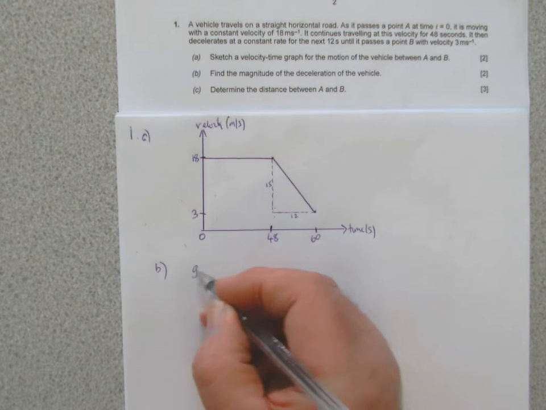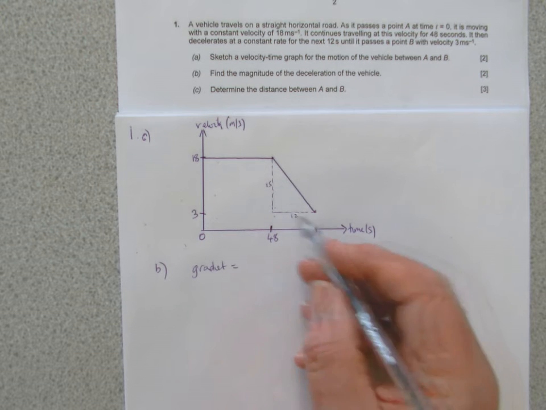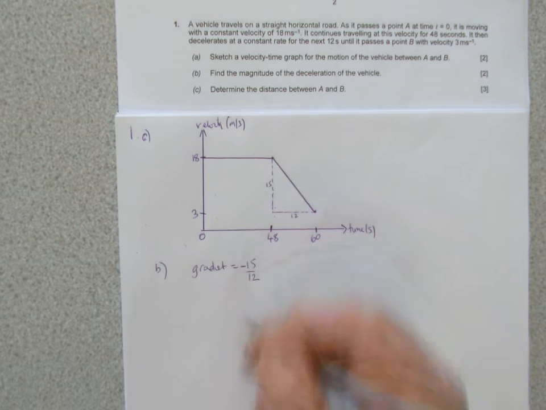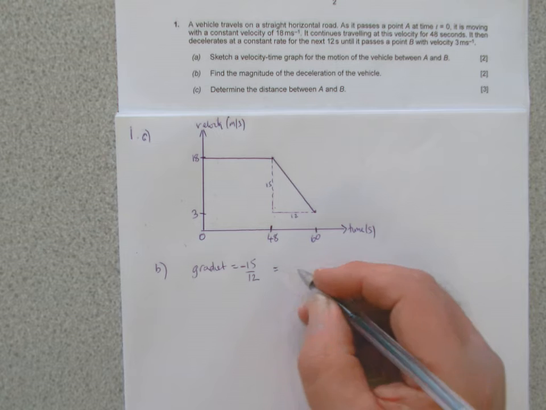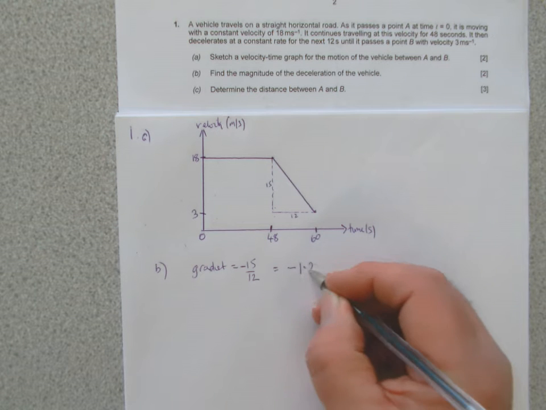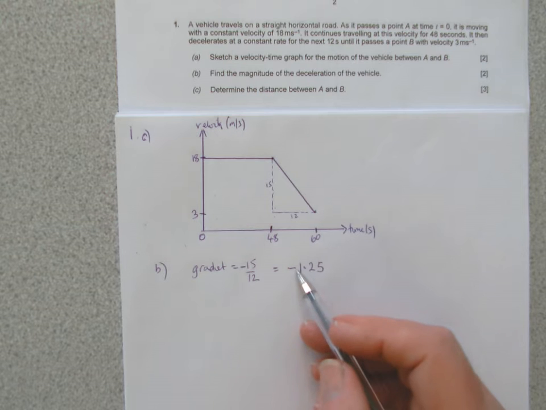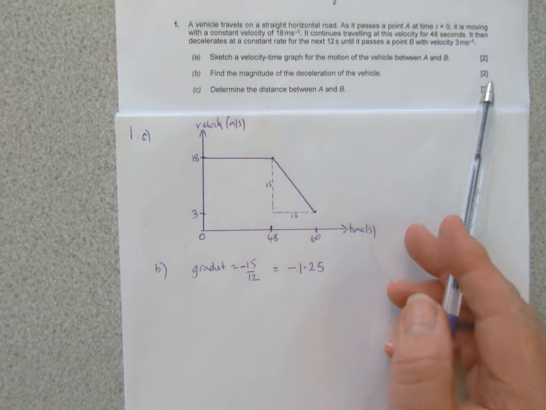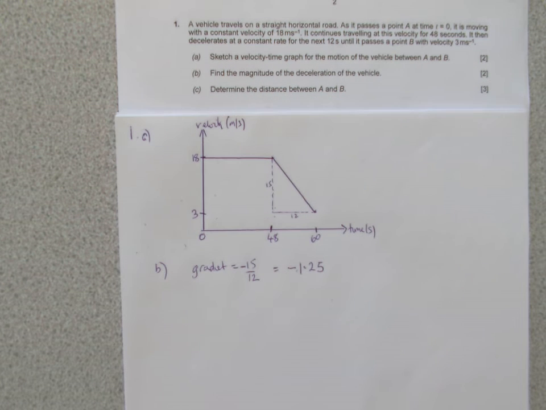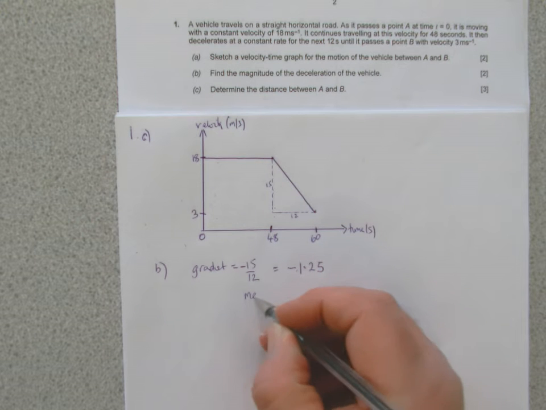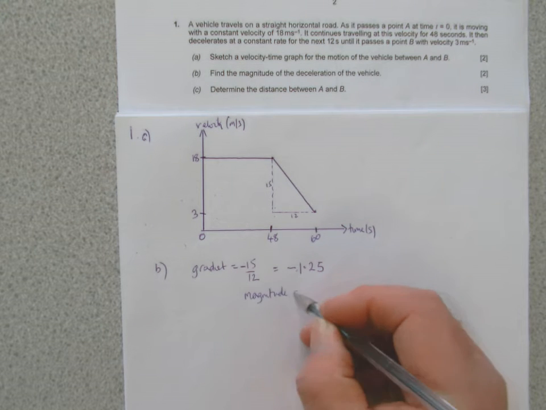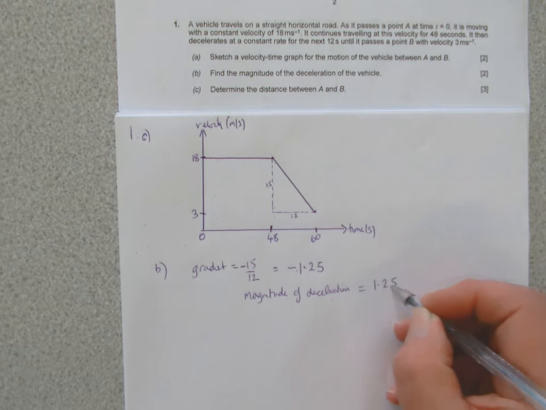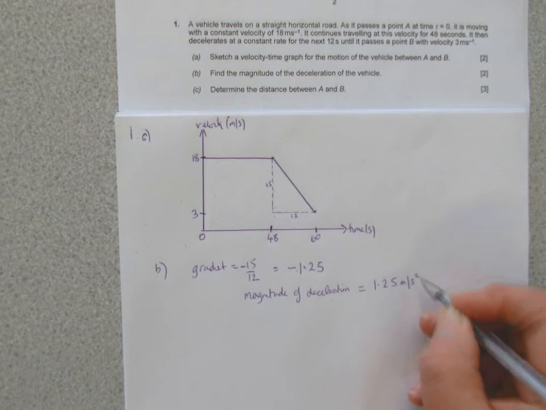So the gradient is 15 over 12. It's a negative gradient, so it's minus 15 over 12. That comes to minus 1 1/4, minus 1.25. So the negative sign is shown as a deceleration. But the question asks me for the magnitude. So the only way you can get the second mark here is if your answer is not carrying a minus sign. Okay, so the magnitude of the deceleration is 1.25, and the units for that is meters per second squared.